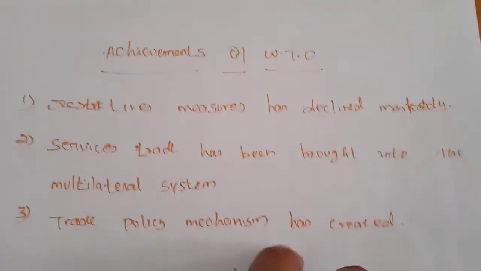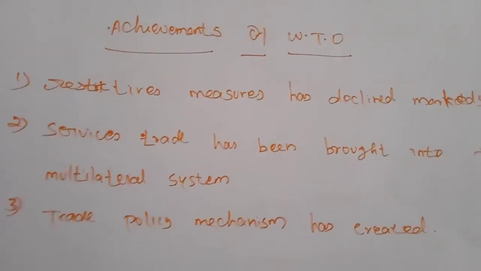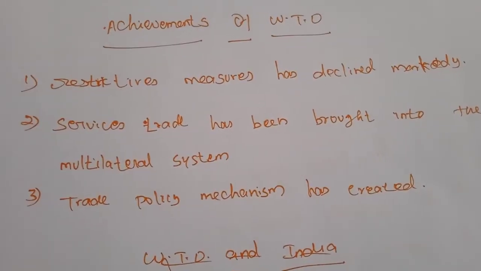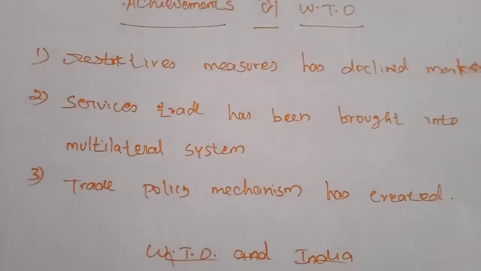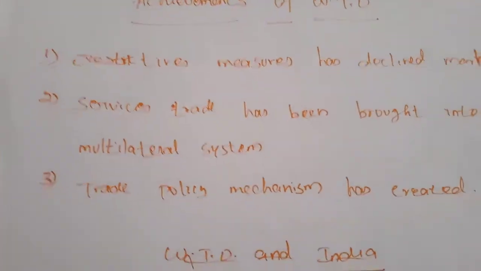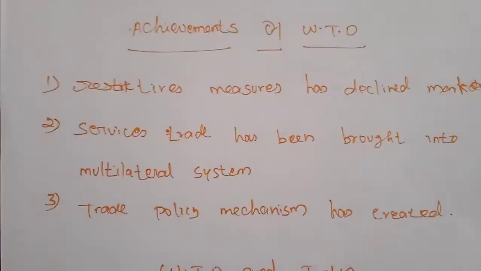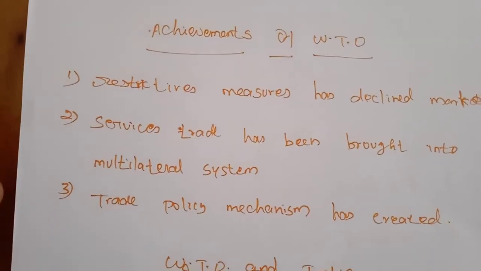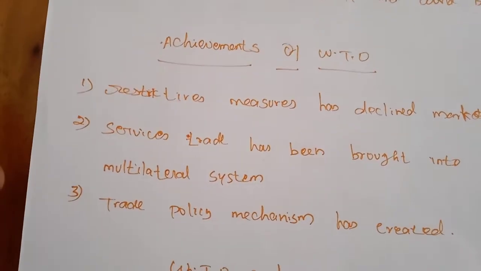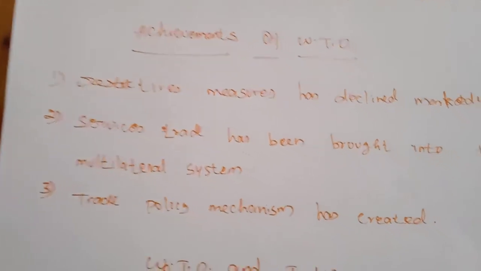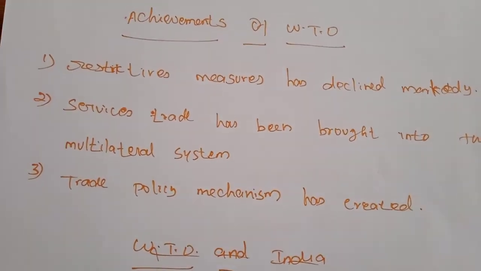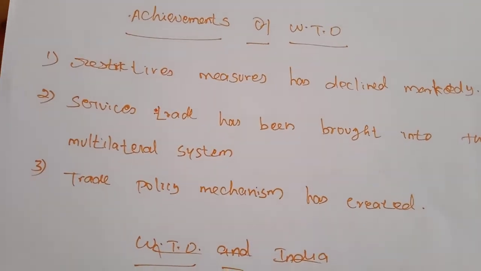Next, the achievements of the World Trade Organization. What achievements have been achieved by the World Trade Organization? One of the achievements of the World Trade Organization is that the use of restrictive measures for balance of payment problems has declined markedly.